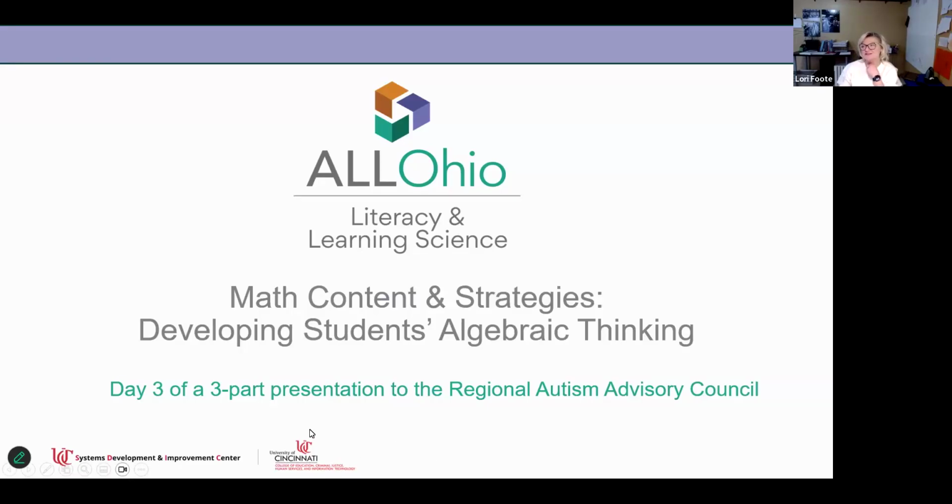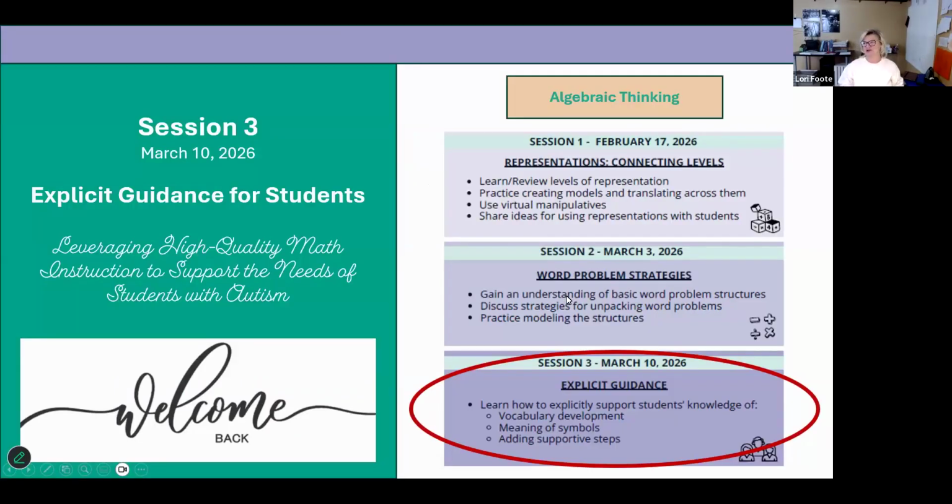We're having our third and final session of the Math Content and Strategies Developing Students Algebraic Thinking series through the Regional Autism Advisory Council. That's a lot of mouth words there. Thank you so much for coming today. Again, this is session 3 of 3, and today we're going to be focusing on explicit instruction or explicit guidance to students. I think explicit instruction is sometimes a little bit of a loaded term, so I'm going to use explicit guidance if I remember to do so.